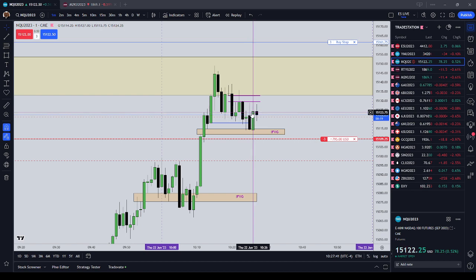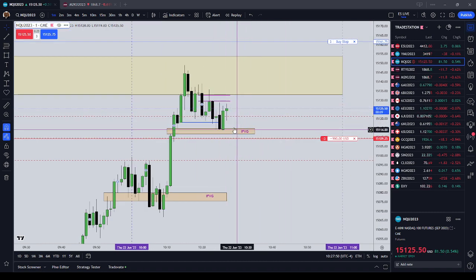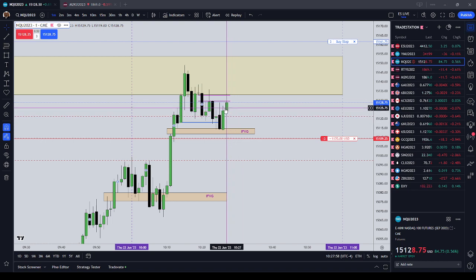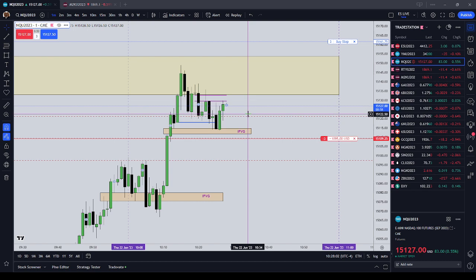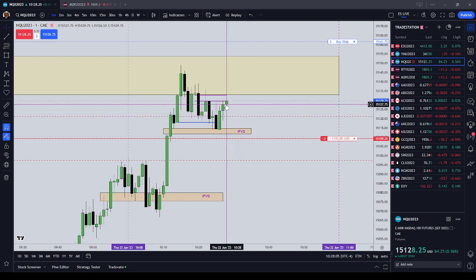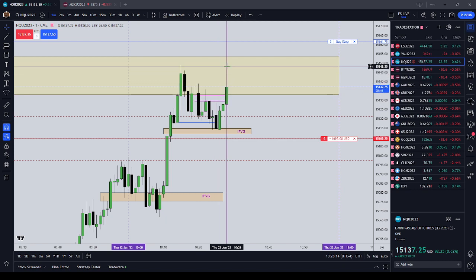So I like that we see a lot of closes below this little separation here. I want to see it continue to close below. It's working in between these two fair value gaps right now. And we're trading back up into the fair value gap here. Let's see if it wants to invert. Trading back up into our 10-minute inefficiency.